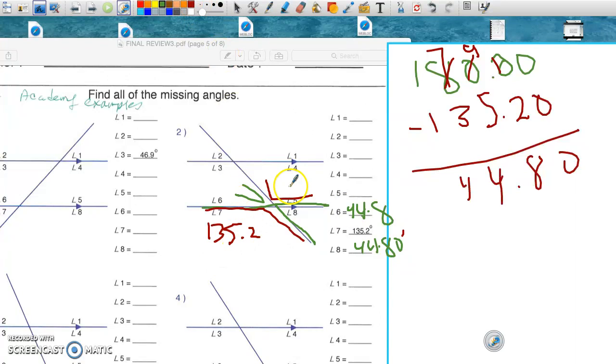Angle 7 corresponds to angle 5. This one is 135.2. Sorry for sloppy handwriting. That looks much better. Because remember, this is in maroon too. 135.2. Okay. Right? And now, it's more like a bended piece of paper, right?